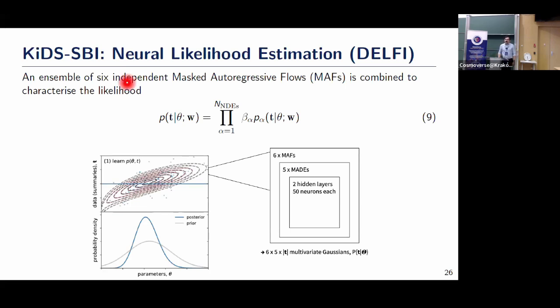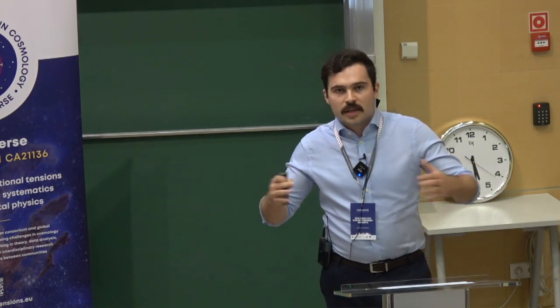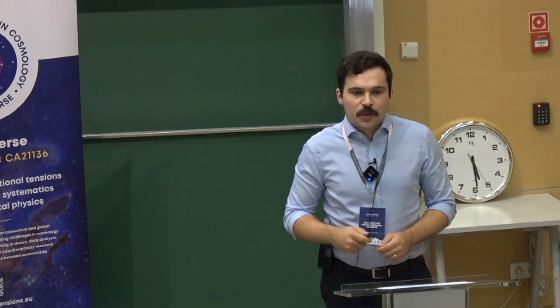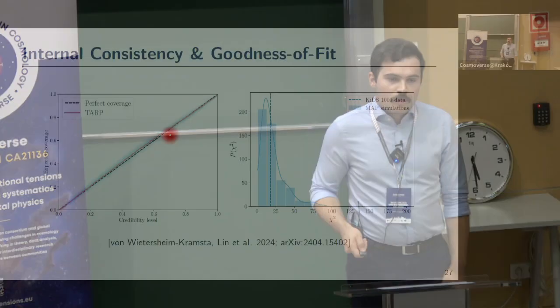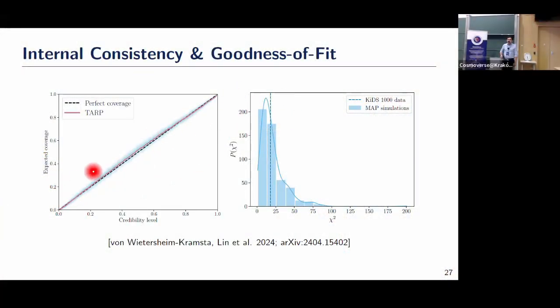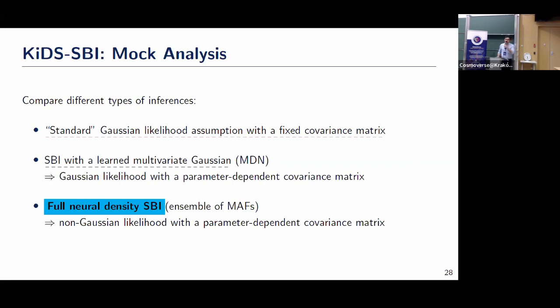And then we fully characterize this likelihood in the multivariate space using neural likelihood estimation with Delphi, where essentially you can think of it as many multivariate Gaussians being fit all at once to reproduce that distribution that we see in the forward simulations. So it's essentially a regression scheme. We test that extensively. We find that our learned distribution is unbiased with respect to our simulations. And we also find that the real data of KiDS is a very likely realization from our forward model. And then we test that with a mock analysis, of course. So we compare a standard Gaussian analysis, an SBI where we force the likelihood to be Gaussian, and we also do the full SBI, and I'll show you that now.